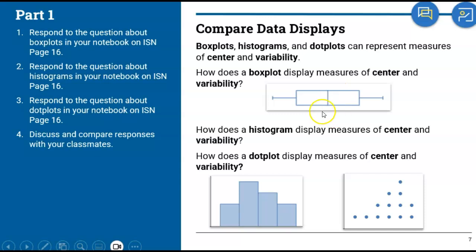What do we call this? Interquartile range. Thank you. Okay, good. This is the interquartile range. This is the measure of the center. And then what about the variability? Do we know what variability means? Anyone?